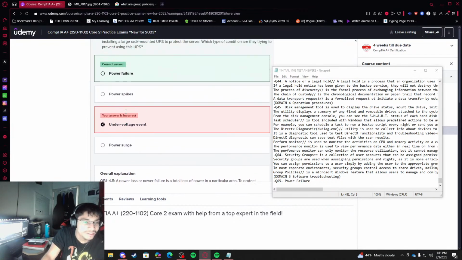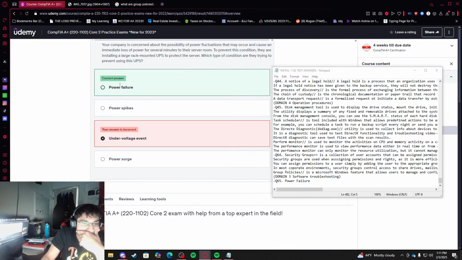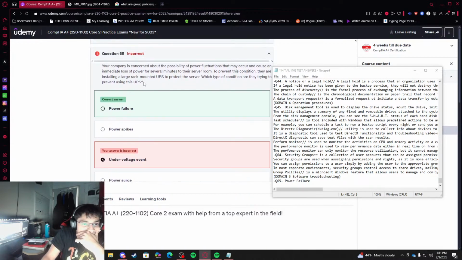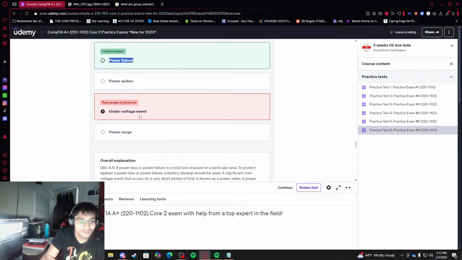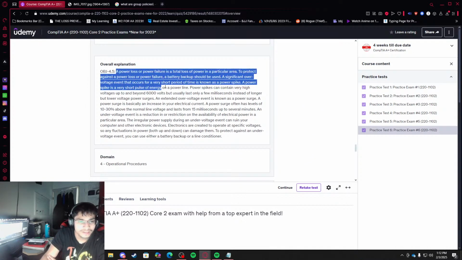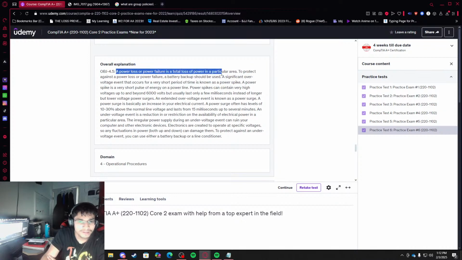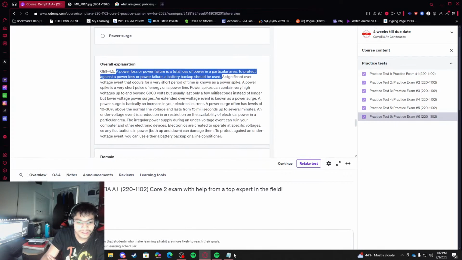So I'm not wrong, really. It's more of just choosing the better answer, really. But this is just the key giveaway for the right answer: immediate loss of power for several minutes. Although a UPS can protect against an undervoltage event, really you want to look for this one. Power spikes, no. So we're going to write power loss. Yeah, we're going to write this all down and dissect it.